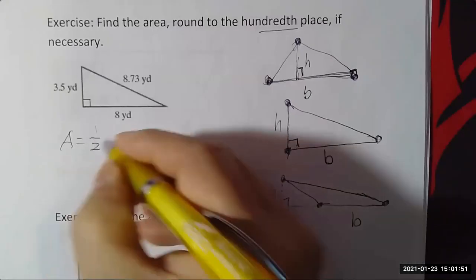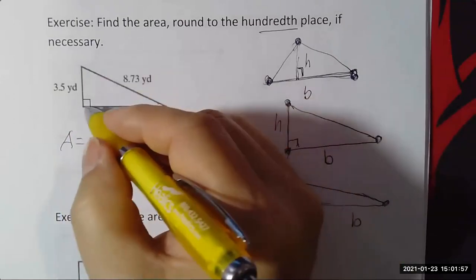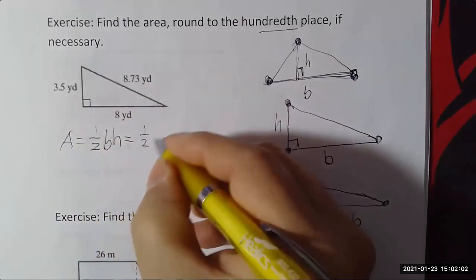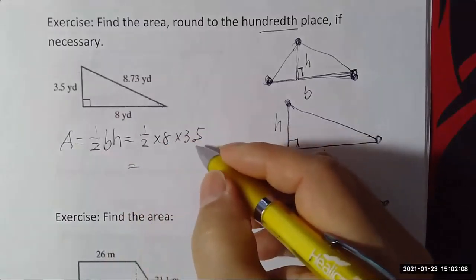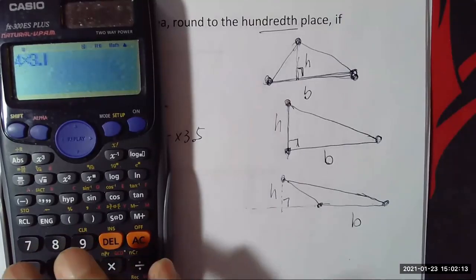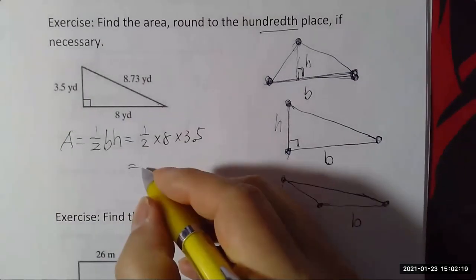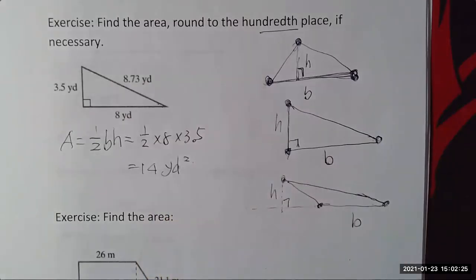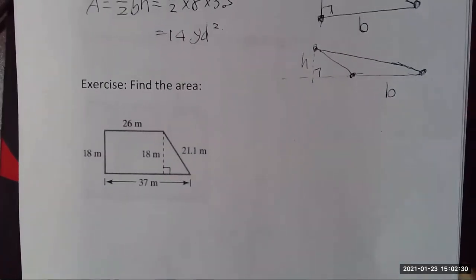Area equals half times base times height. Apparently this one is perpendicular to this side. So we can use this side as base and 3.5 yards the height. So half times 8 times 3.5. Half of 8 is 4. 4 times 3.5 should be 14. Yeah, 14. So we get 14 square yards. Yeah, we just finished it. 14 square yards. Now next one, find the area.